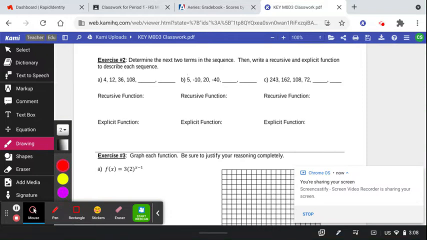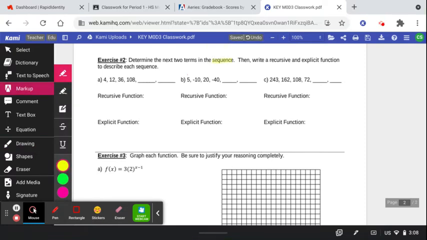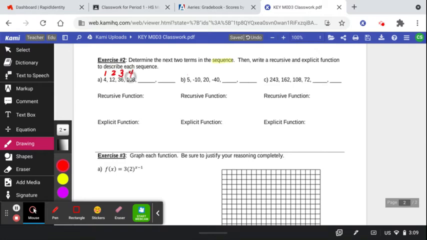Okay, looking at the second slide, example 2, determining the next two terms in the sequence. When they let us know that it's a sequence and give us just these outputs of 4, 12, 36, 108, we can assume the first term is 4, the second term is 12, the third term, the fourth term, etc. They want us to find the fifth and sixth terms of each of these sequences. Feel free to draw these in if you feel comfortable, or if you don't need them at all, no worries.